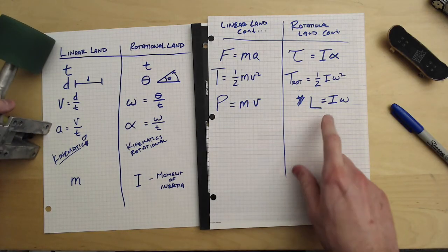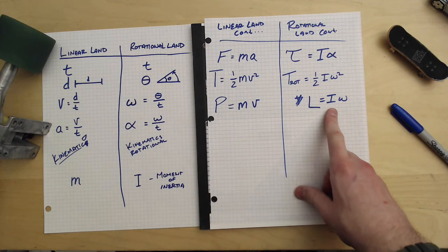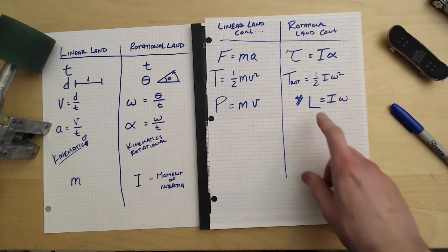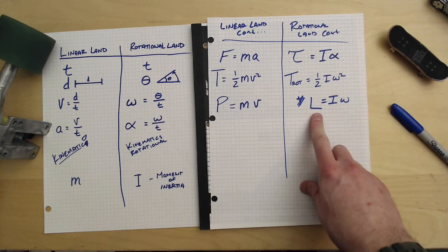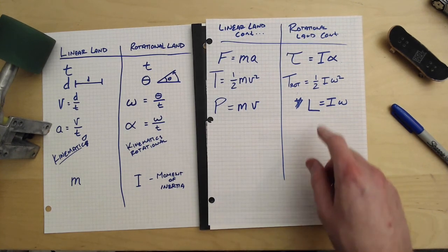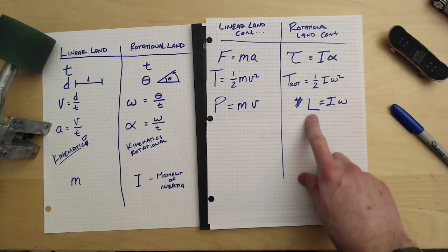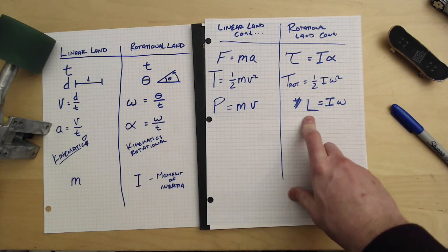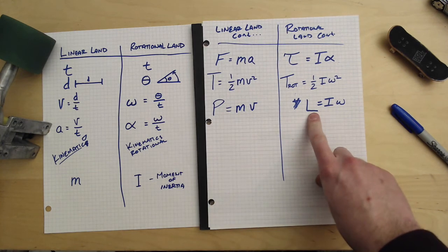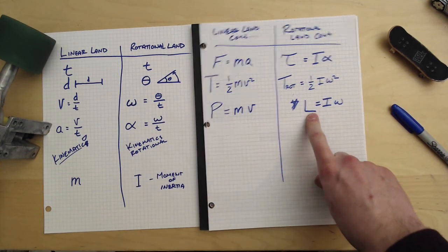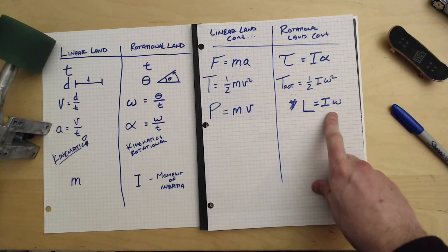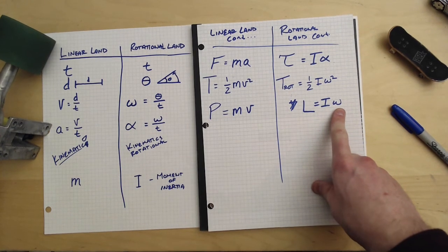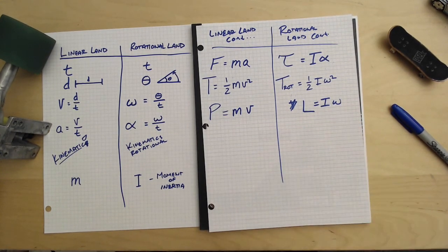Something that is very cool: there's a very cool demonstration that we'll look at tomorrow dealing with angular momentum, and it deals with the fact that angular momentum is always going to be conserved. So if L is always going to be the same, and we change something about the I, then that means something changes about the omega, and we'll explore that tomorrow.